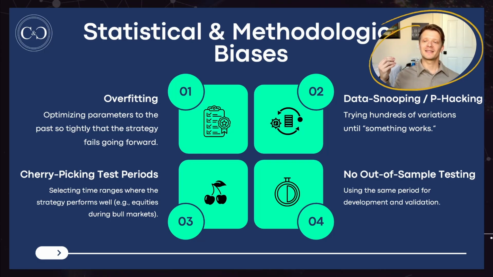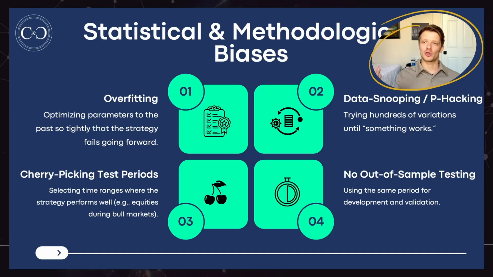A big one is data snooping, also called p-hacking. Data snooping is basically trying hundreds of variants until something works. It is basically reusing the same data until it works. The more variants you try, obviously, at some point you will find one that will work, and it's most likely a fluke at that point. If you test hundreds of ideas, at some point you will find a significant one, and that might just be by chance, not because your signal actually works.